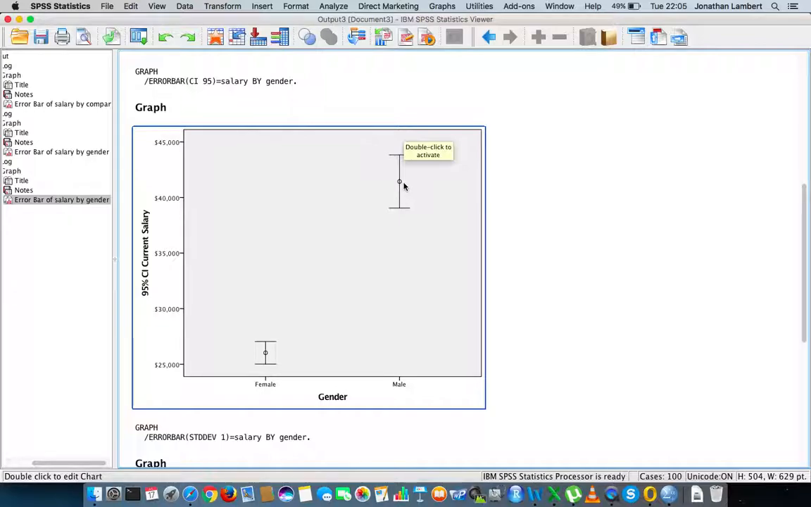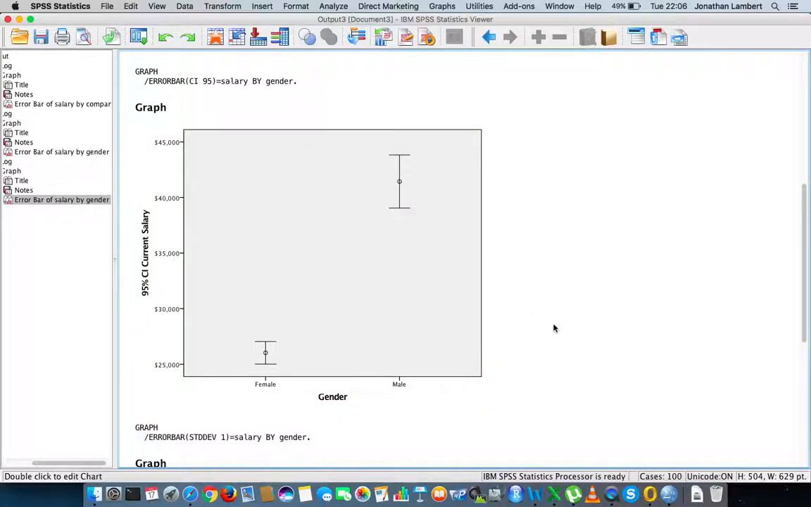Now, if we undertook a hypothesis test, either an independent samples t-test or a Mann-Whitney test, depending on the shapes of the distributions, then the results of those hypothesis tests should also support what we're seeing here from a graphical perspective.